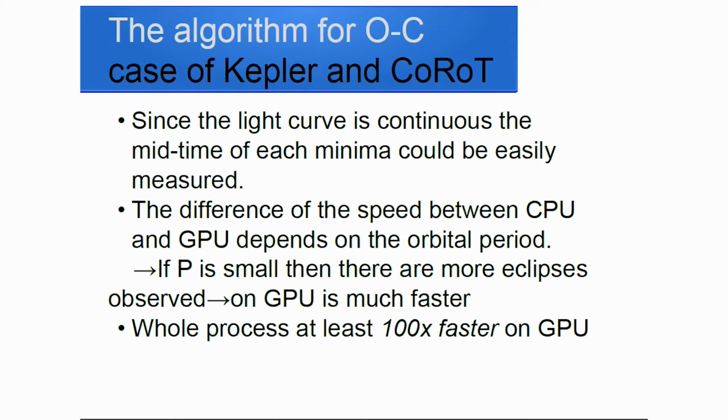If we use space mission data, the light curves are continuous, so the mid time of each eclipse can be determined easily. And most of the time we have very short-period eclipsing binaries, therefore there are more eclipses. It can be up to 2000, so GPU can be 100 times faster than CPU. But actually it depends on how many eclipses are in our light curves.